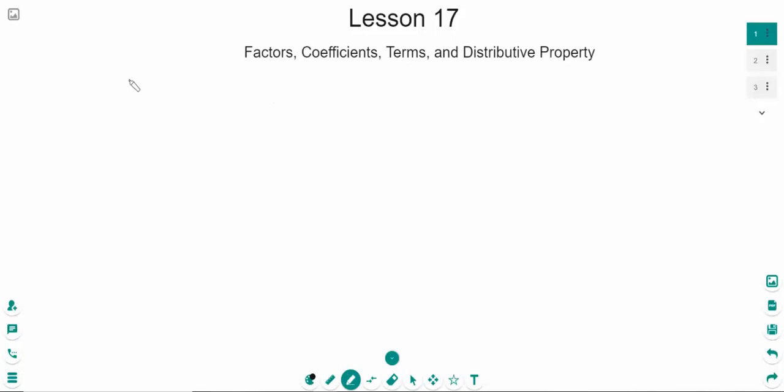Let's start with factors. So what is a factor? You may recall from previous years, when you have a multiplication problem, let's say 6 times 8 is 48. Hopefully you recall that these numbers each have a name. The first number in a multiplication problem was called the factor, and then the second number is a second factor, and then the answer is the product. You might recall this from previous years.